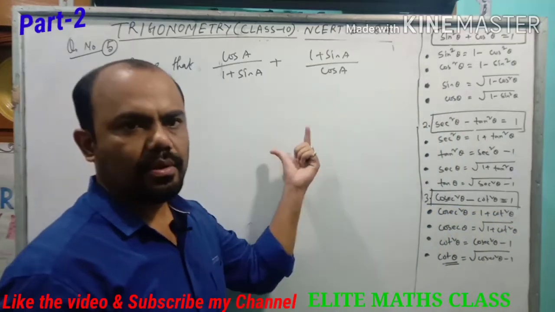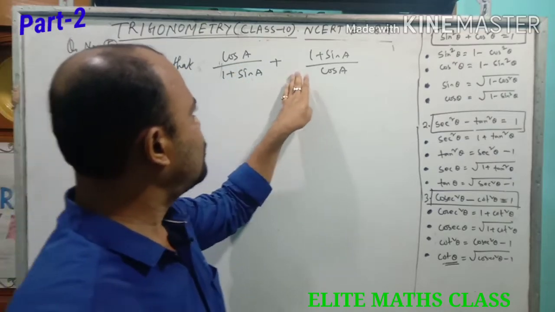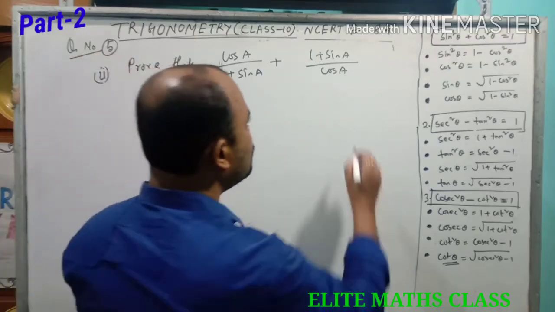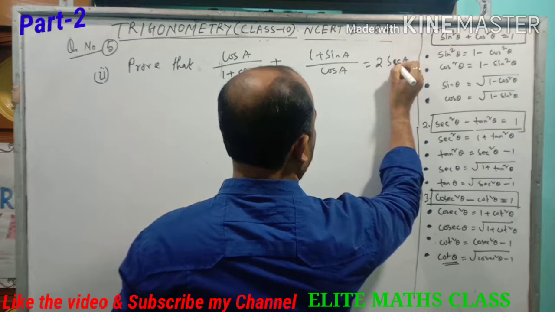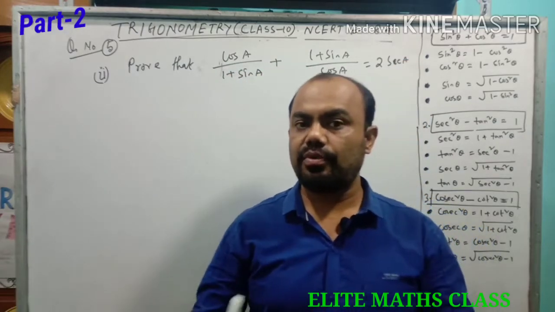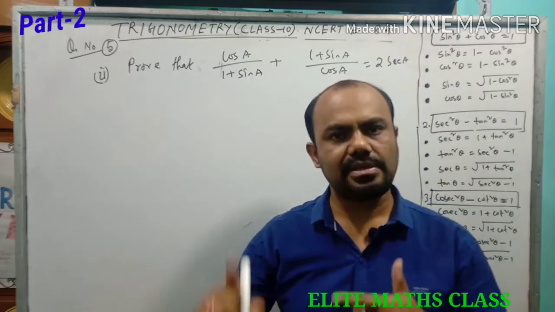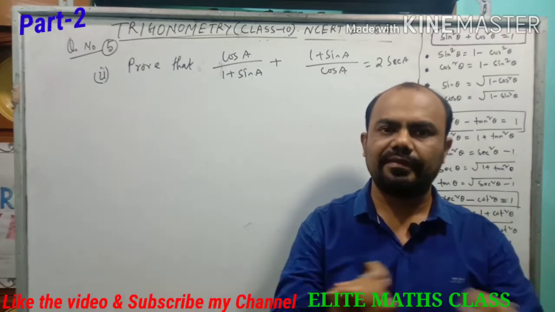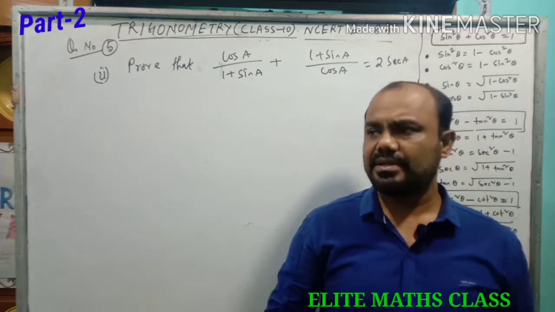Now this is the question, Roman 2 of number 5. Prove that cos a by 1 plus sin a plus 1 plus sin a by cos a equal to 2 sec a. As I have told just before, there are two ways to solve this type of problem: LHS to RHS, RHS to LHS, or separately you calculate both parts and show that the values are the same. In some cases you have to apply some techniques.